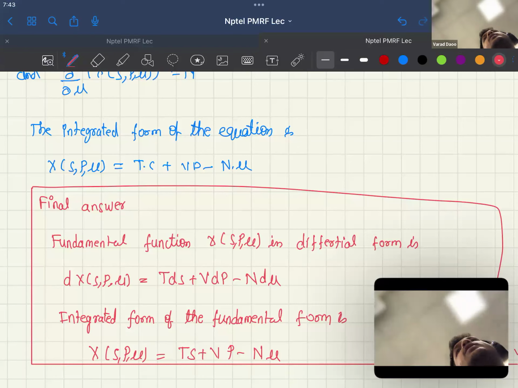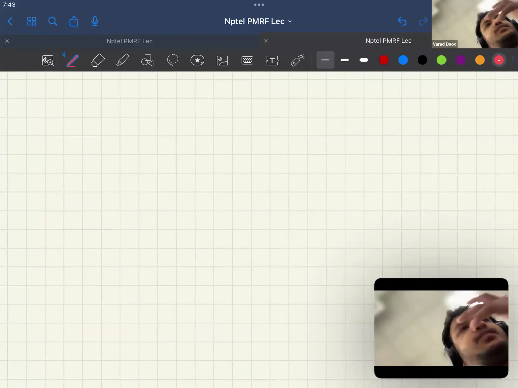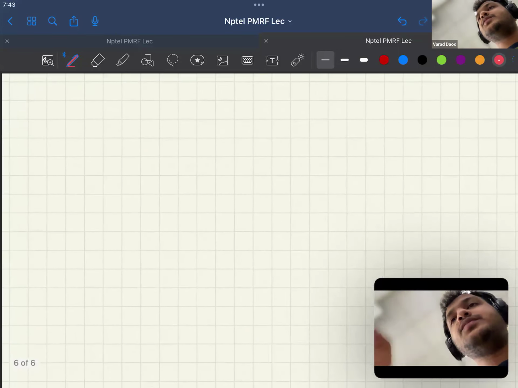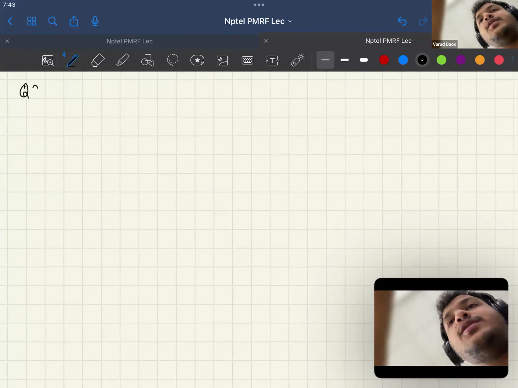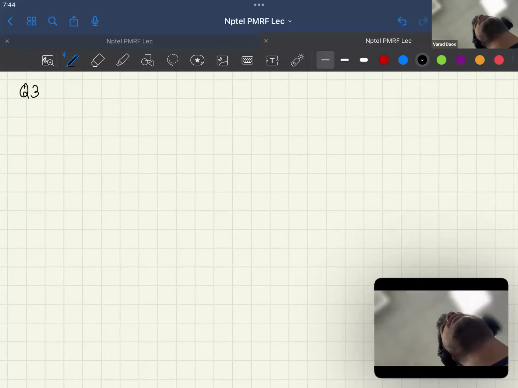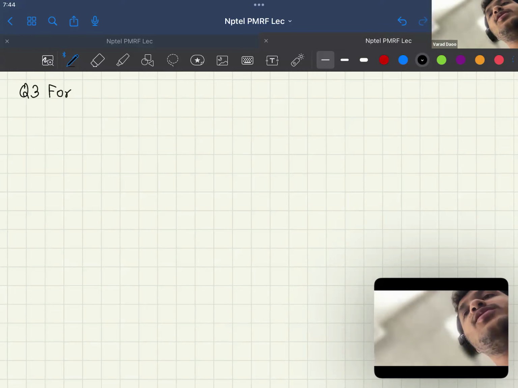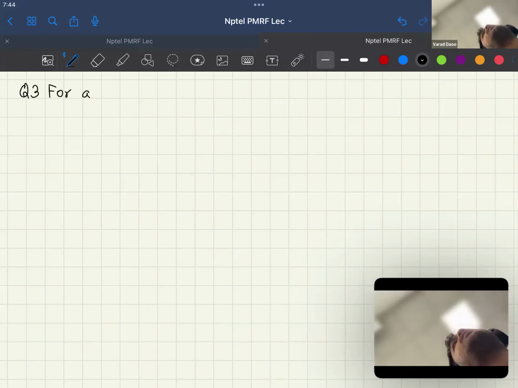All right. So let us move on to the next question. The next question is also quite simple. So going to question number 3. It tells us that for a system, the canonical partition function has been given, and we are asked to find the corresponding equation of state. So let me write down the question.